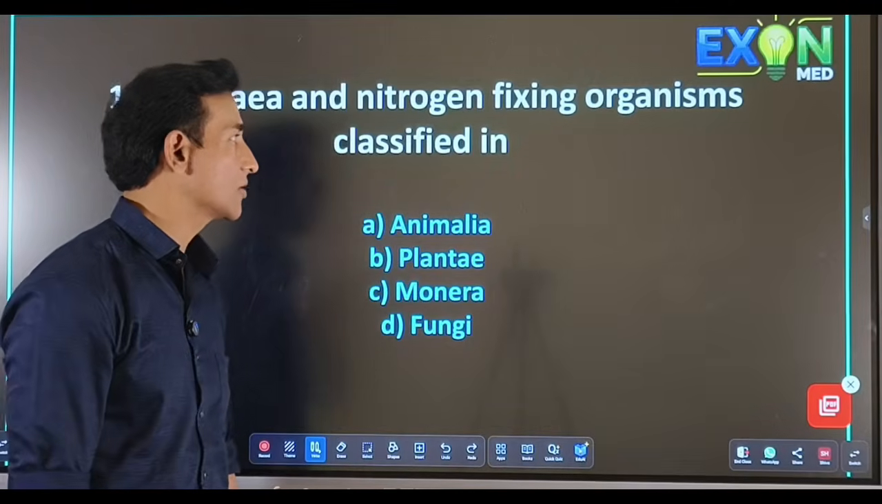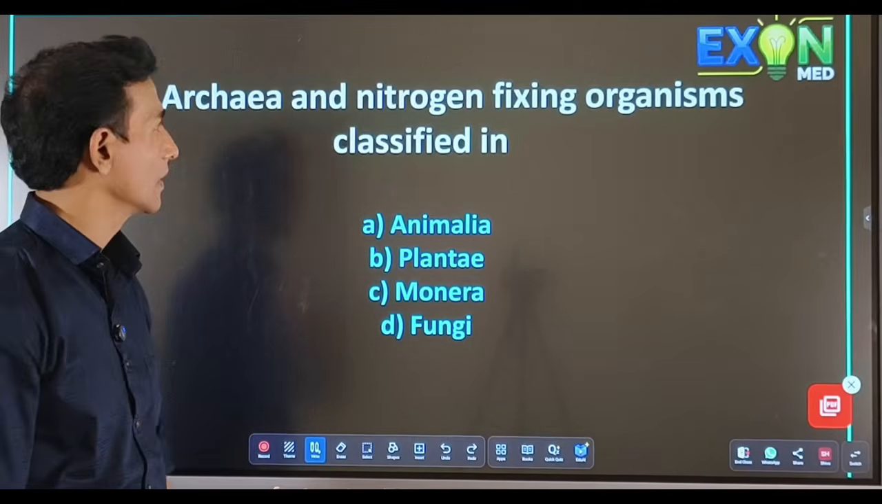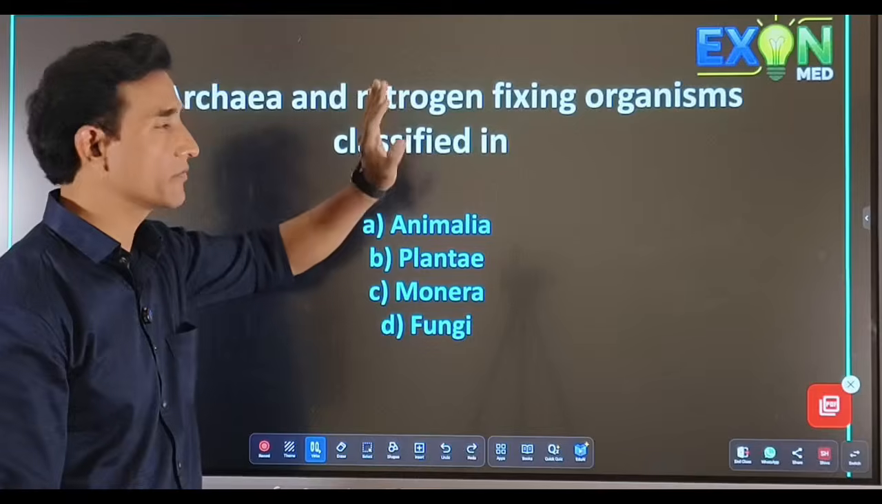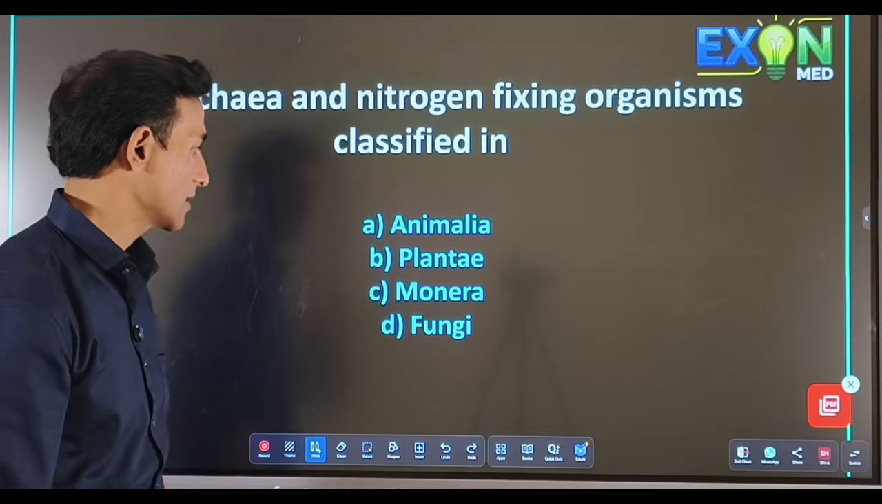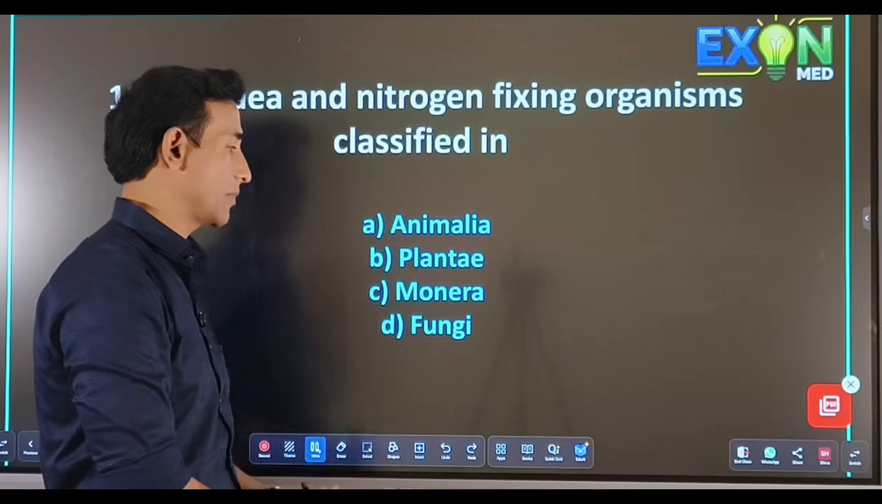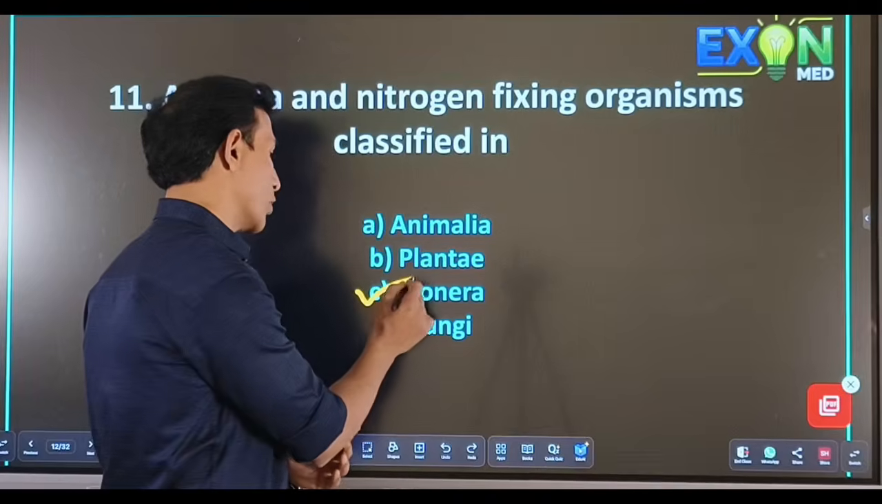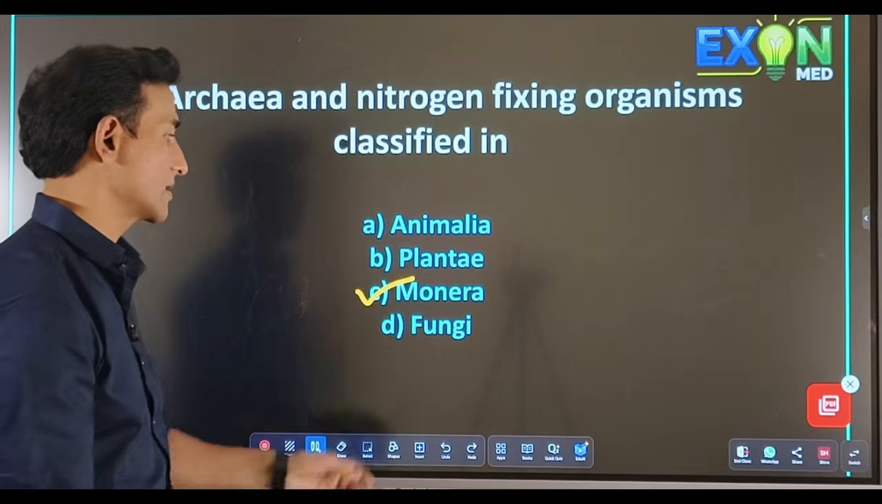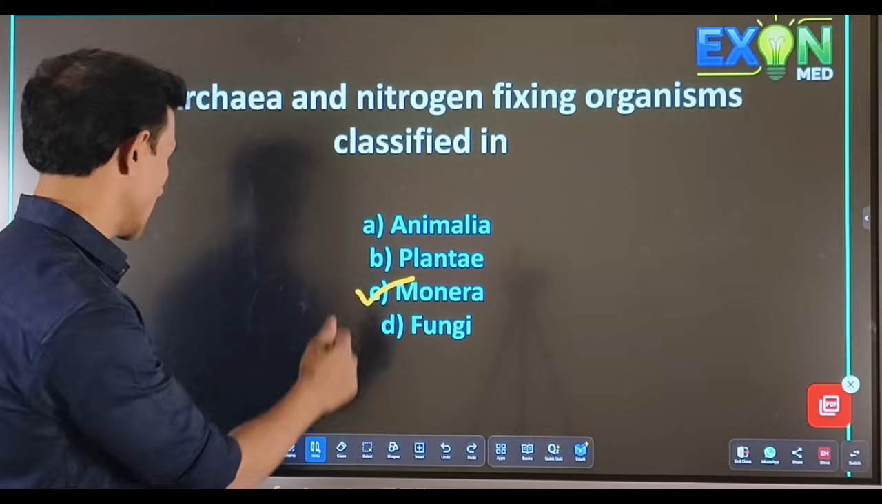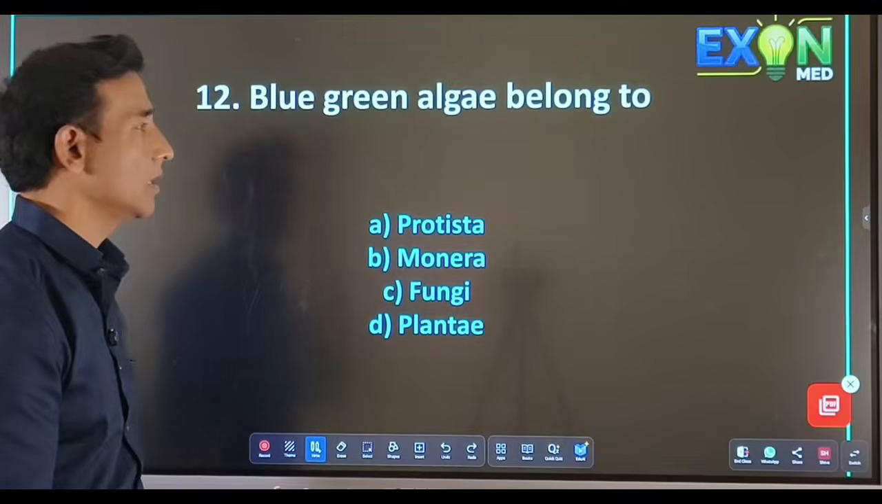Archaea and nitrogen fixing organisms are classified in. So we have archaebacteria, nitrogen fixing bacteria. Usually these bacteria belong to the kingdom Monera. All bacteria come under kingdom Monera. Hence it is the correct option.